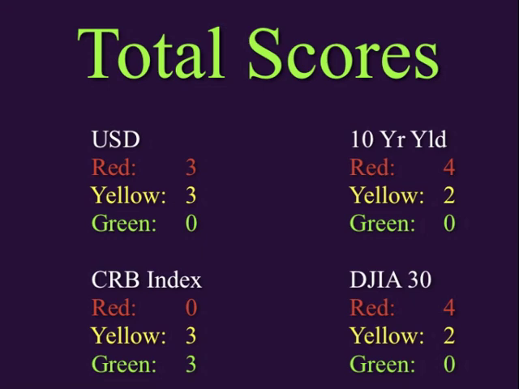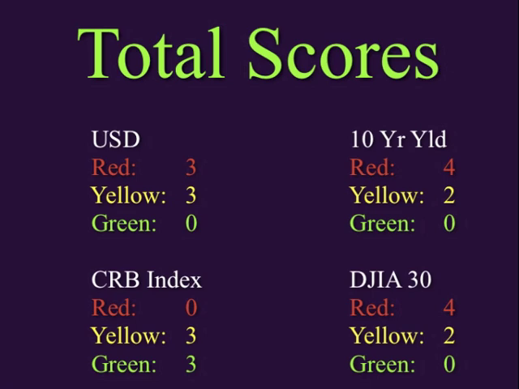And so we've been coming up with scores for the US dollar, the commodities, 10-year Treasury yield, and Dow Jones Industrial Average, looking for where the strengths are and where the weaknesses lie. We did that by establishing a number of positives versus the number of negatives and coming to a conclusion that way. And this week, we see in first place, we got the commodities, the CRB Index down below. We got 3 green marks, 3 yellow marks, 0 red marks.